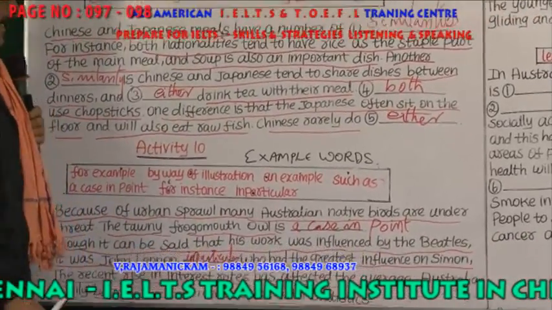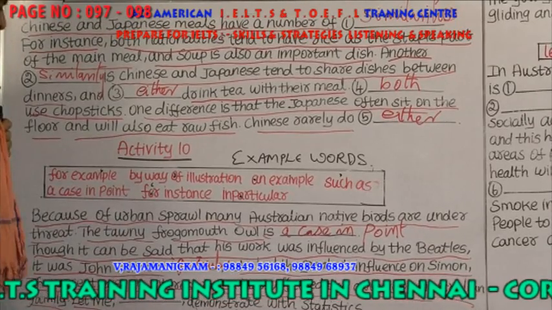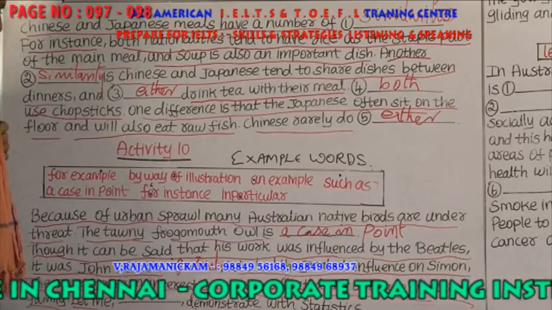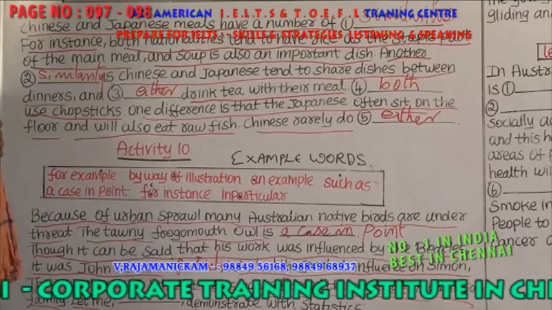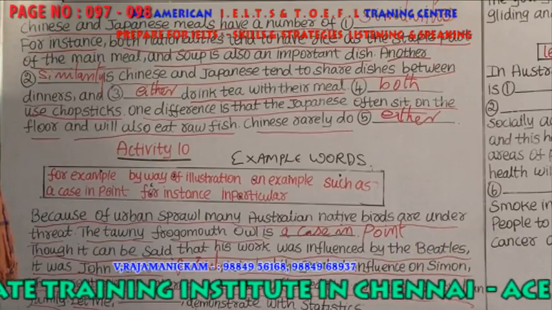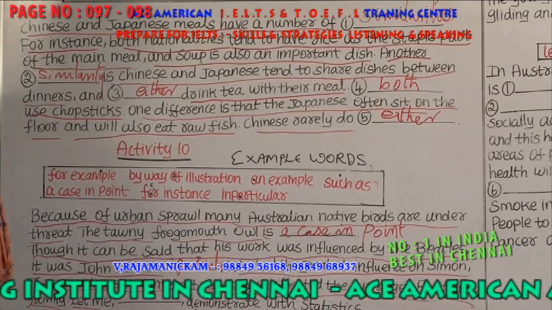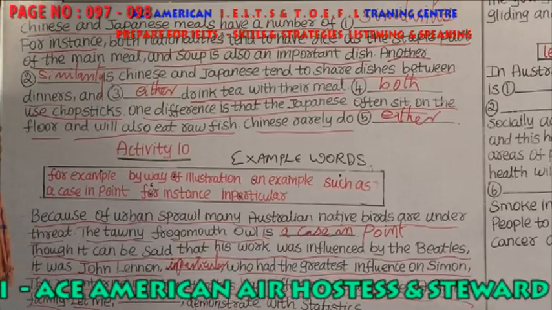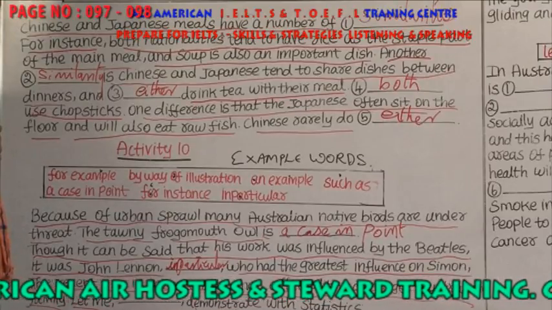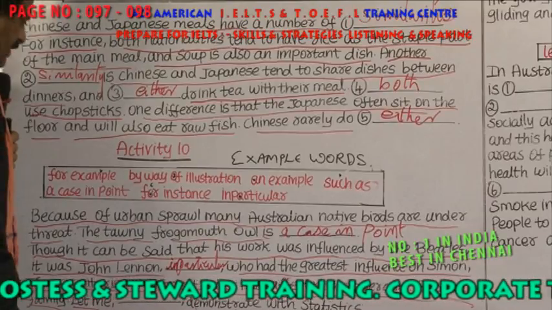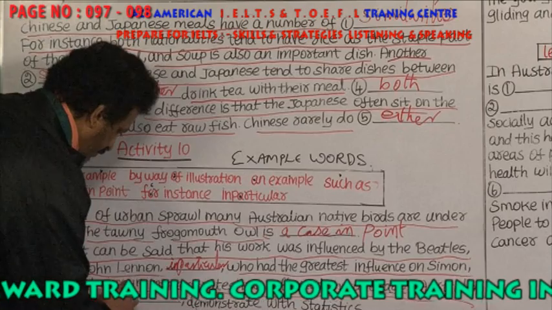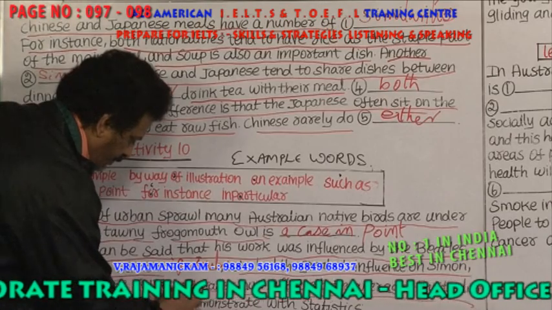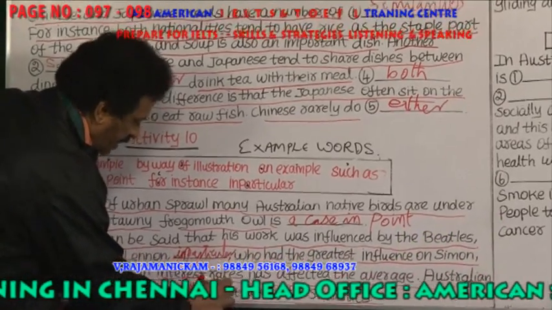Who had the greatest influence on Simon? The recent rise in interest rates has affected the average Australian family. Let me, dash, demonstrate with statistics. What is the word you can use? For example. For instance. Can you use for instance? By way of illustration. Demonstrates with statistics.